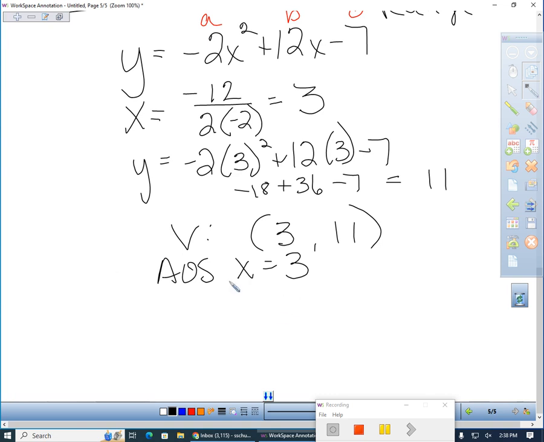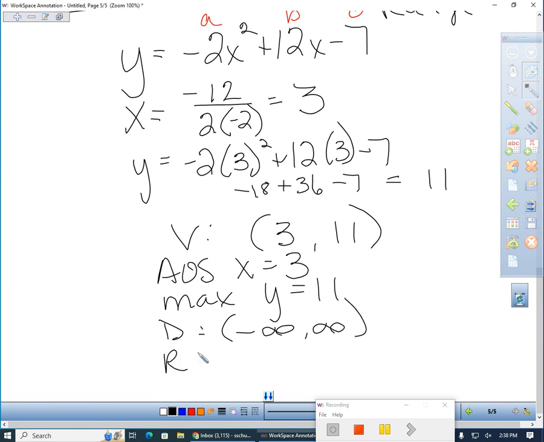All right. So, because this is negative in front, that means this is a maximum at y equals 11. Then we do domain is negative infinity to infinity, and the range. Because it's a maximum, it starts at negative infinity and goes to 11, the y value. So again, the only thing different from yesterday is finding the vertex.